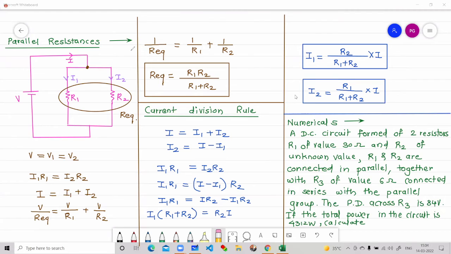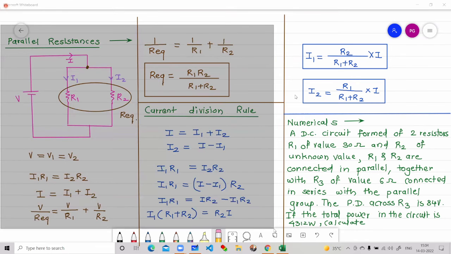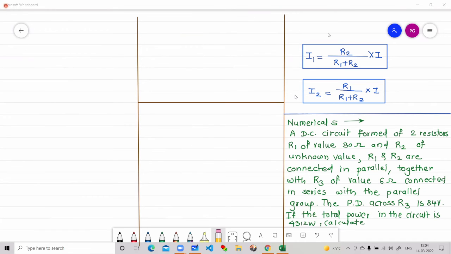Okay, I'll write on this side. Just a moment. Yeah, calculate number 1, value of R2, second one, the applied voltage, then the third thing, total applied voltage, and current in each resistor.